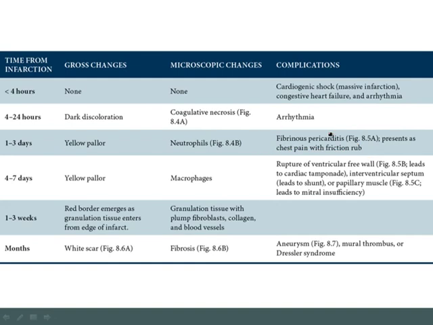Now, after that is going to be the macrophage phase. And the key reason the macrophages come in is to eat up all of the dead and necrotic debris. Now, when the macrophages eat up all of the dead and necrotic debris, that is the time that the wall is going to be weakest. And so what's the key complication during the macrophage phase?